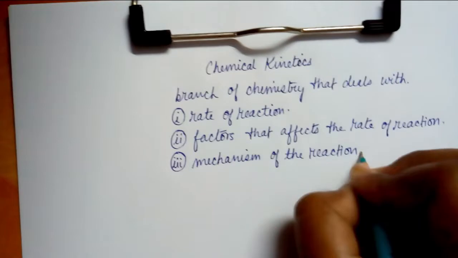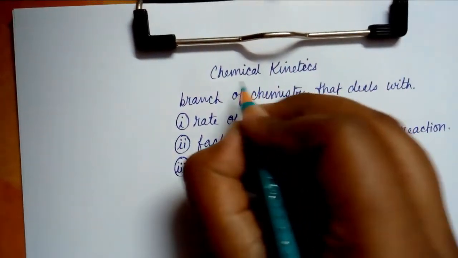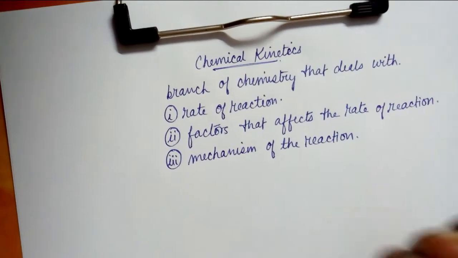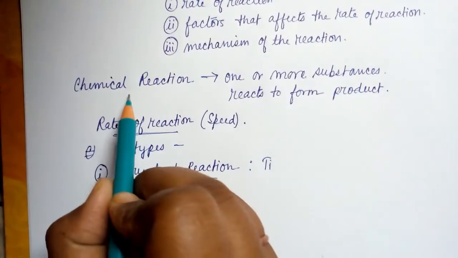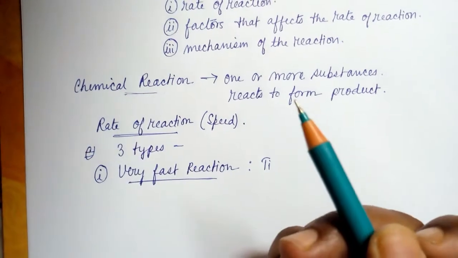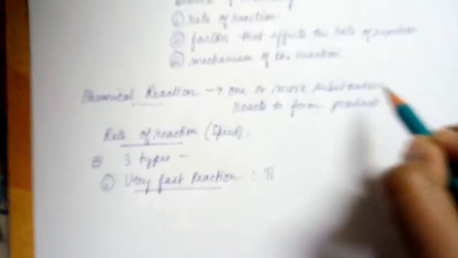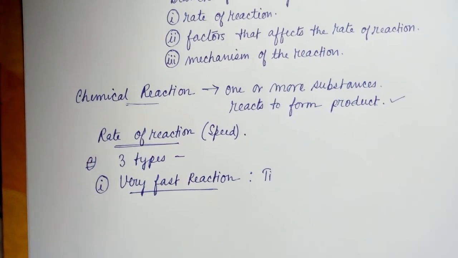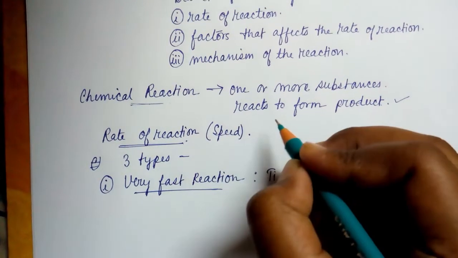Done? You can also take the notes. You can pause the video and take the notes. The most important basic topic is the chemical reaction. What is a chemical reaction? It's nothing but one or more substances reacting to give a product. Then next comes the rate of the reaction, or the speed of the reaction.